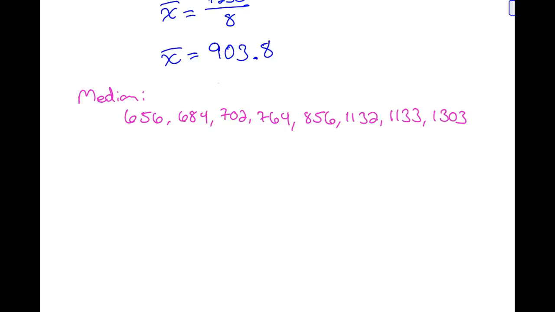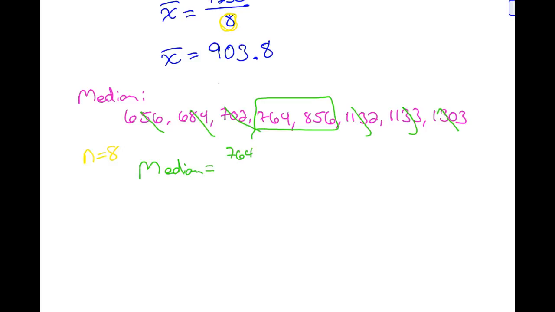So when I'm looking at this, notice we divided by 8 right here. So that also means that my sample size is 8 here. So I'm looking for the two middle numbers. So I'm going to go through here and find my two middle numbers, which are 764 and 856. So my median is going to be 764 plus 856, and we divide that by 2.